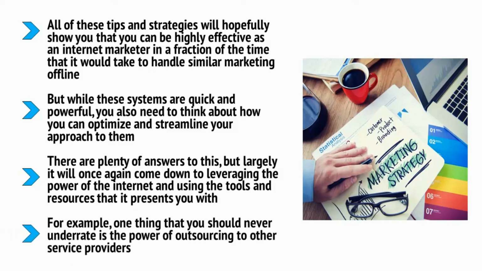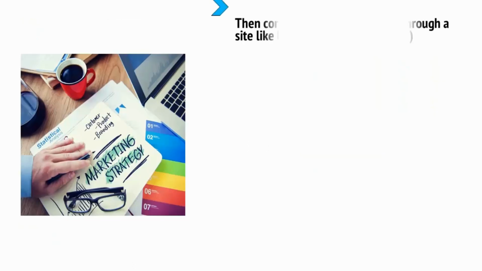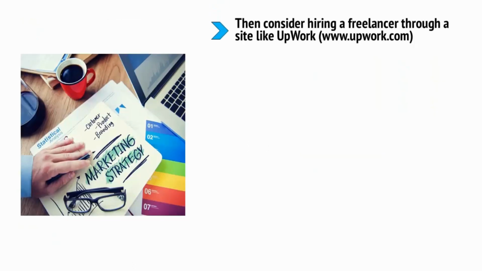For example, one thing that you should never underrate is the power of outsourcing to other service providers. If you can get someone else to complete a task for you, then that frees you up time to work on other more important things. Don't be shy to do that. Need to edit the cover of a PLR product? Write blog content? Build a list of potential influencers to contact? Then consider hiring a freelancer through a site like Upwork, Upwork.com, or consider using a virtual assistant who will do nearly any online job for just a few dollars per hour. If you can do this, then you can get a lot of your systems to work for you.